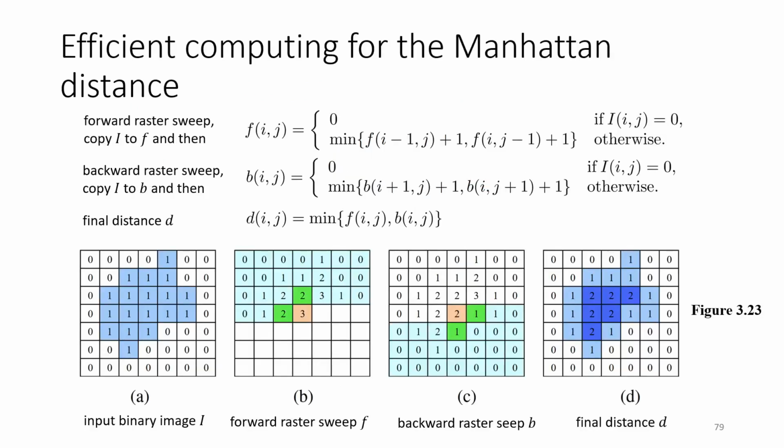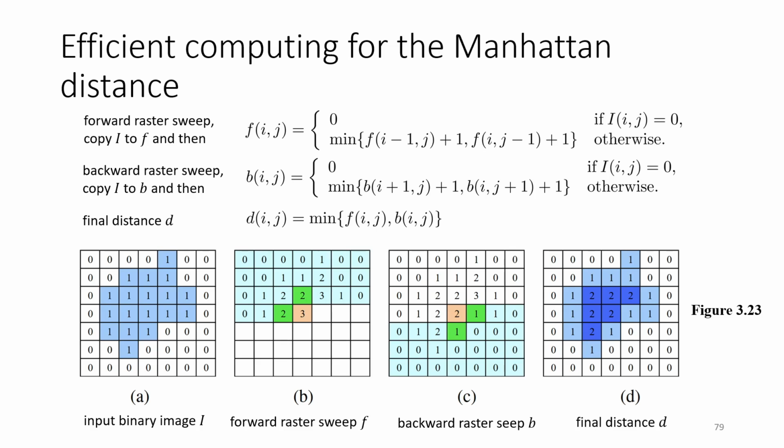In our textbook, you can see this figure 3.23, and let me try to explain what it means. It means there is an efficient computational method for only the Manhattan distance. For the other two distances, I should say no way. There is no efficient method to calculate the distance. But for the Manhattan distance, there is.